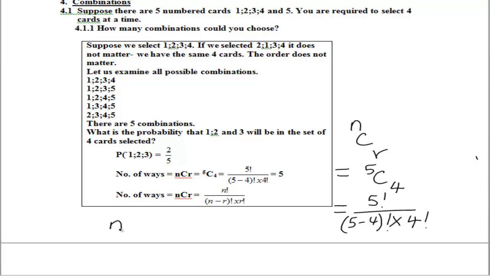And then when we say NCR, it's n factorial divided by n minus r factorial times r factorial. So that's the combination, that's the principle. And we will just take a problem.